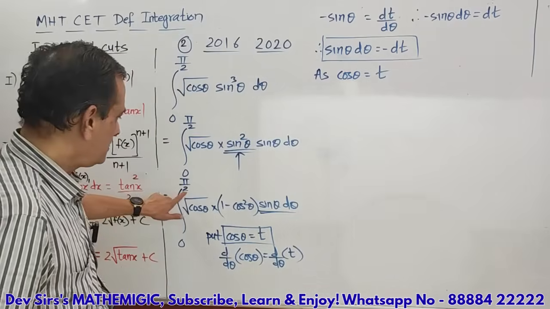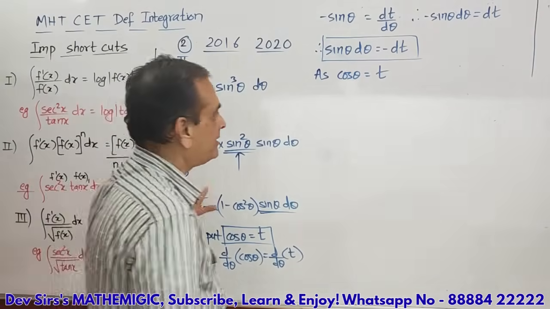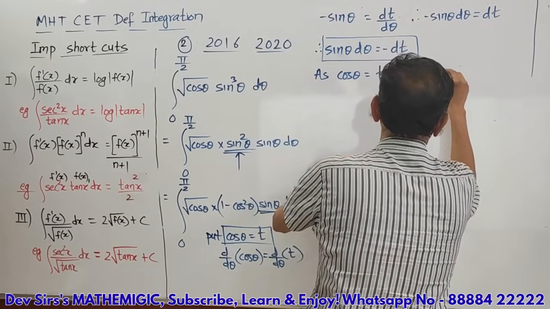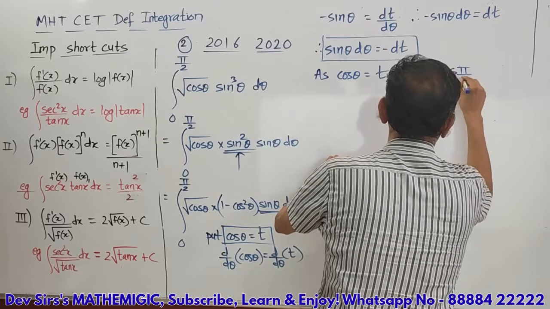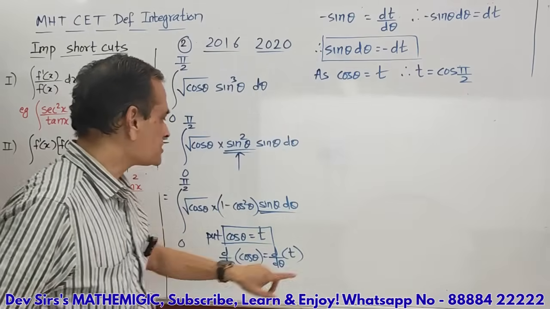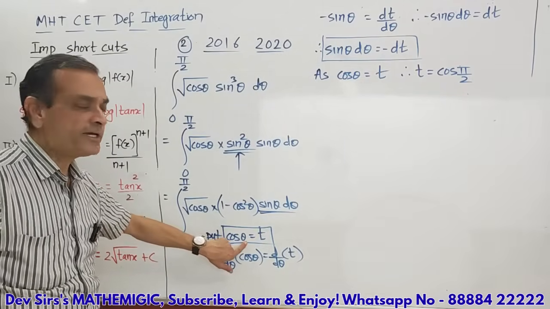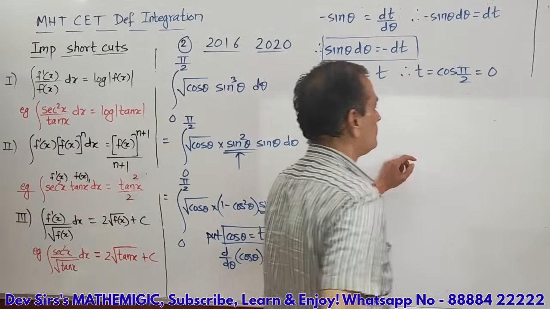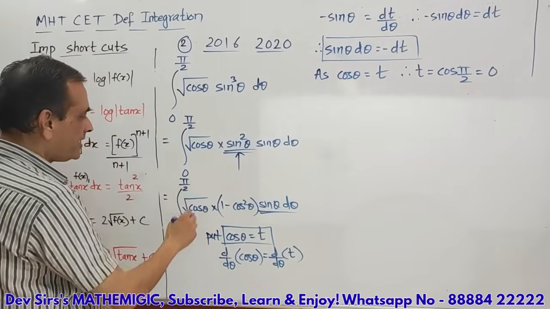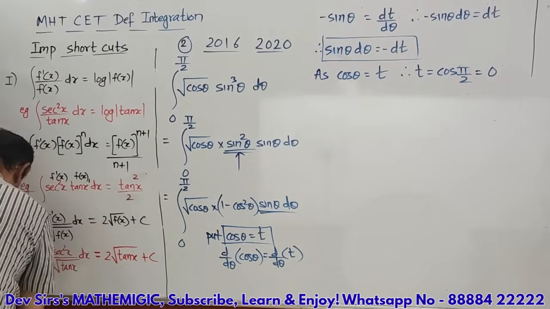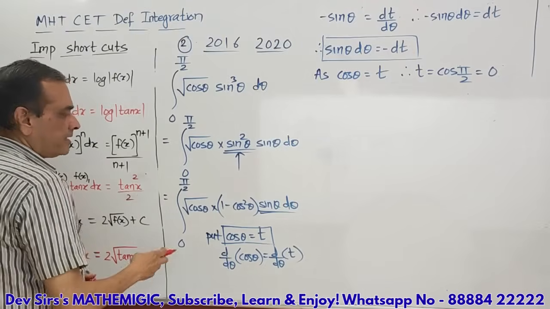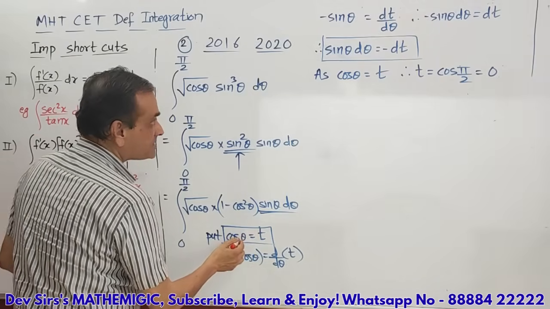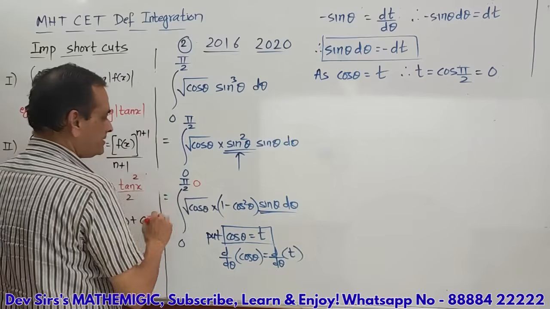Directly do it. Original upper limit pi by 2. t is equal to cos pi by 2. In place of theta, put the original upper limit. Cos 90 is 0. The upper limit has changed, here 0 has come. Now see cos 90, in this substitution put theta equal to pi by 2 to change the limit. So cos 90 is 0, so you get 0. I'll write here. It has changed.